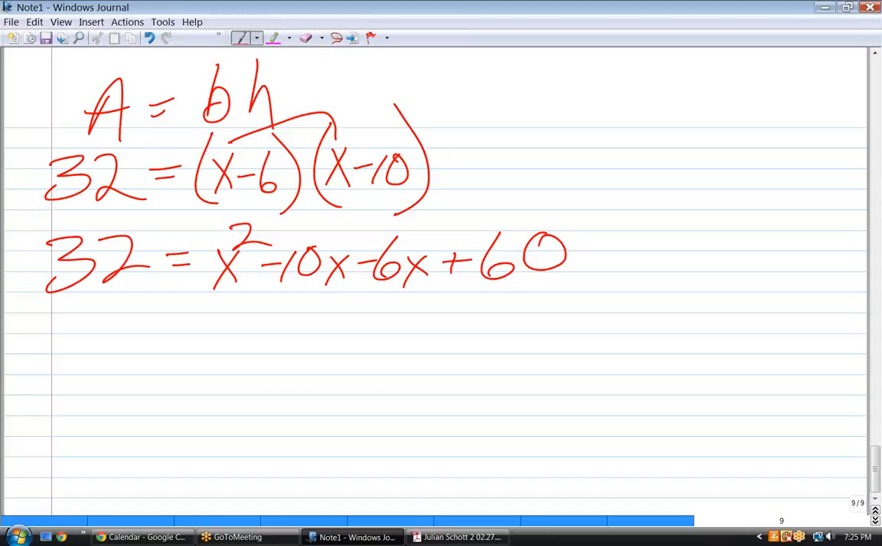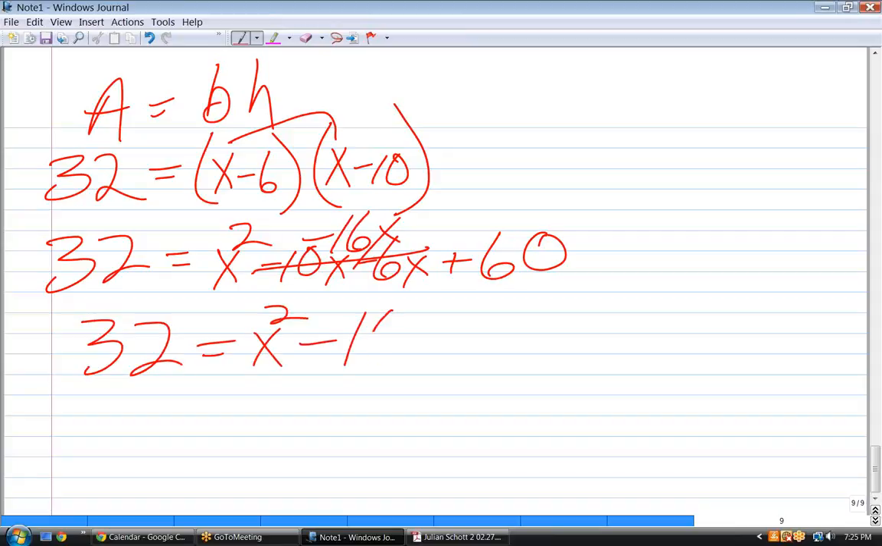Okay, how are we going to solve? Minus 16x. Okay. So how do we solve this? We have 32 equals x squared minus 16x plus 60. What's the first step? Minus 60.